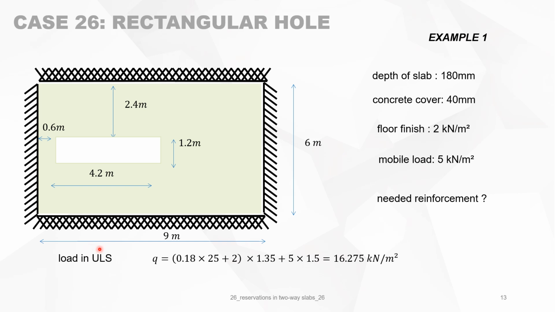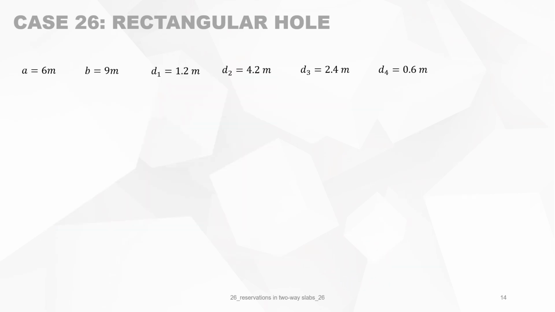We first calculate the load in ultimate limit state, and it is 1.35 times the permanent load plus 1.5 times the mobile load, and it gives us 16.3 kilonewton per square meter. We fill in the different parameters. We check first the horizontal position, and with D2 and D4, D2 was 4.2 meters, D4 0.6 meters, so it's 4.8, and we check if the limit is okay, and this is fine.